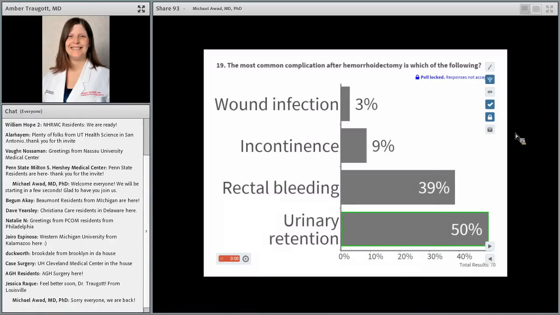Correct. So urinary retention is more common than rectal bleeding. It tends to be associated with aggressive fluid resuscitation or aggressive infiltration of local anesthetic. If it presents late, you must be aware that that can be a sign of deep space infection.